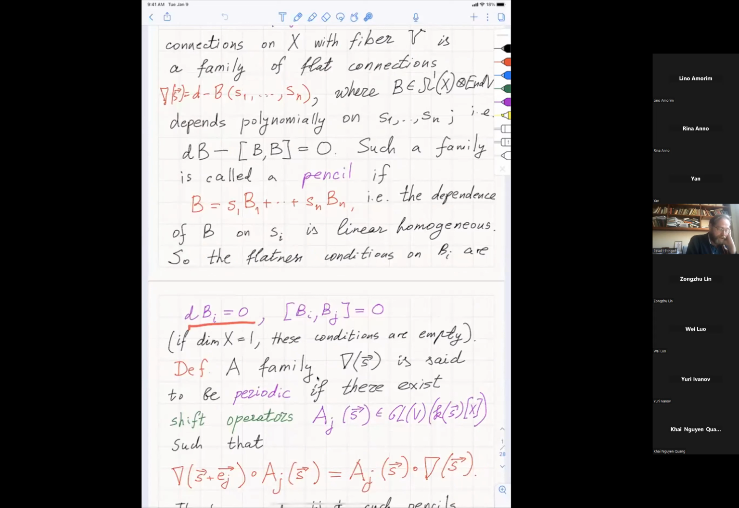So the equations for flatness are then looking as follows. First of all, dBi must be 0, and the commutator of Bi with Bj is 0. And if X is one-dimensional, of course, these conditions are empty. The first one is closedness. The second one is non-empty because your matrices should commute. No, there is only one matrix. If n equals 1... not n equal 1, the dimension of X equal 1.